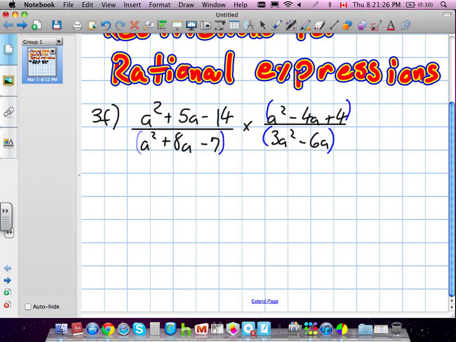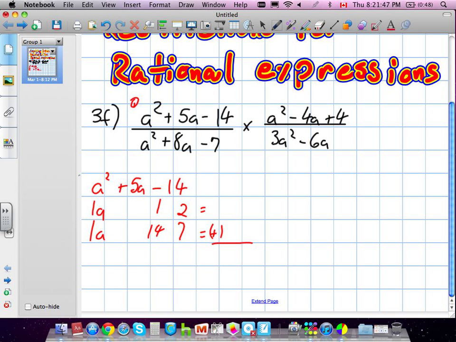I guess we'll give them colors. So this one is the first guy, a squared plus 5a minus 14. So factors of a squared, what are they? 1a and 1a. Yeah, and factors of 14? 1 and 14, 2 and 7. Good. Okay, and their products need to add up to what? 5. Positive 5a, that's right.